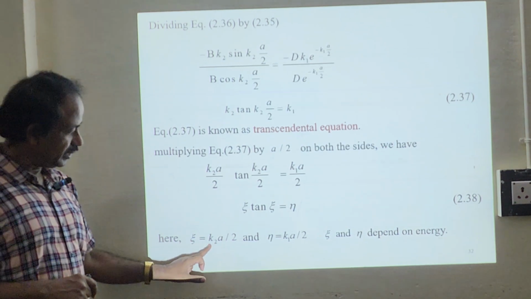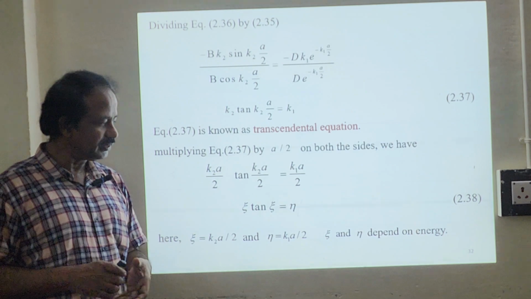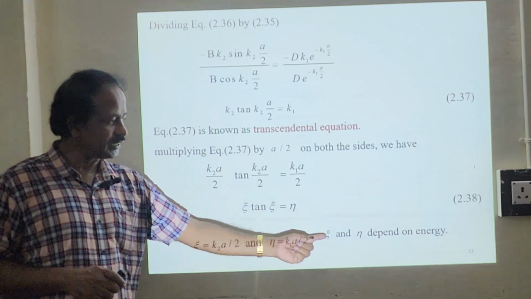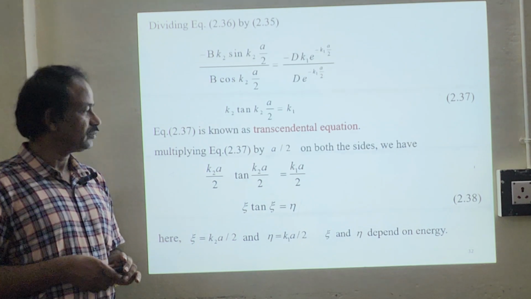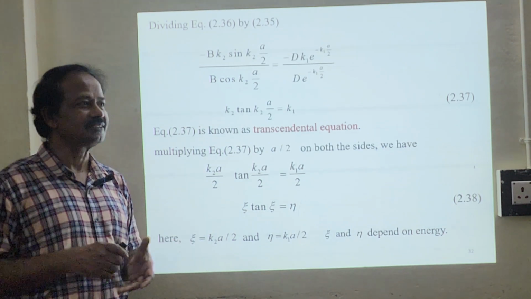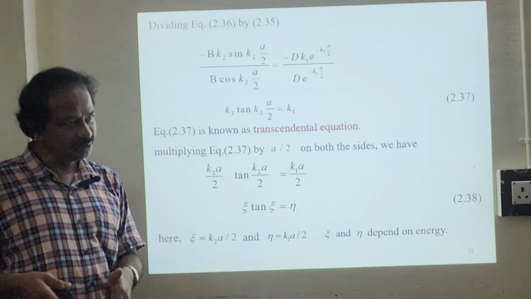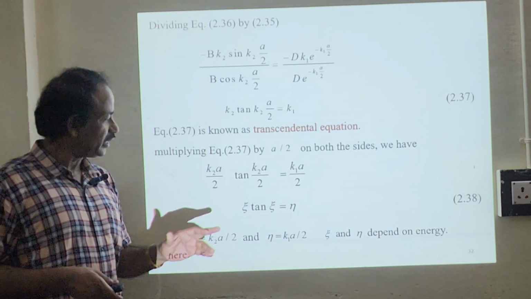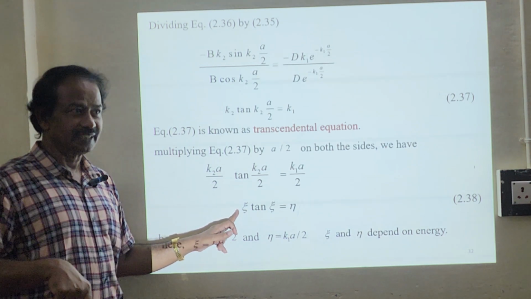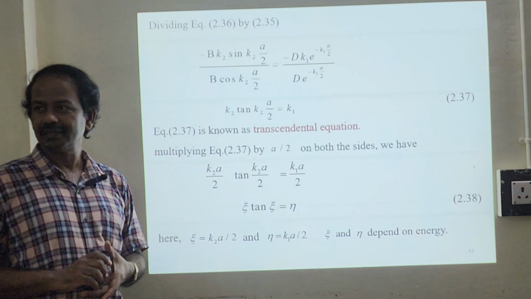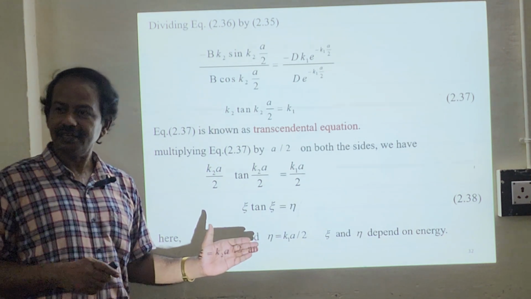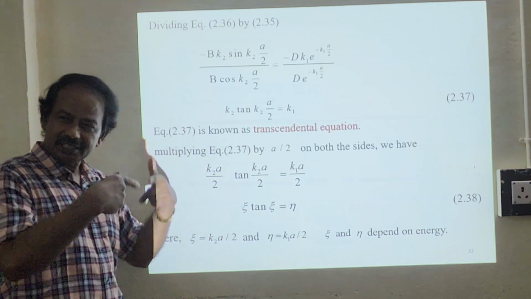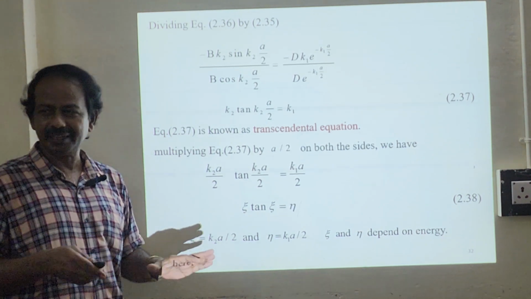Your xi will be k2a by 2 and eta will be k1a by 2. And xi and eta both depend on energy, because k1 depends on energy, k2 depends on energy. K we have written in terms of xi and eta, so both depend on energy. So we are going to find out xi and eta, substitute k2, and we will get the energy value. So this is the idea.